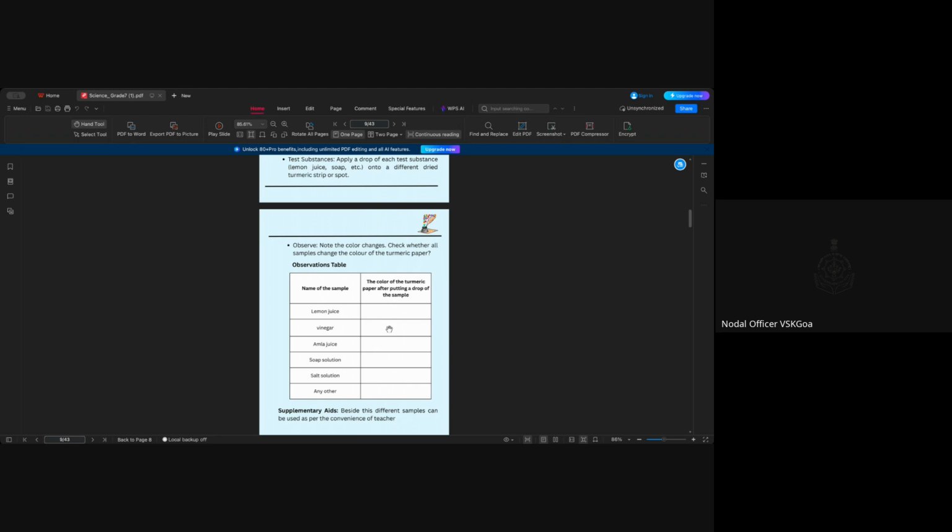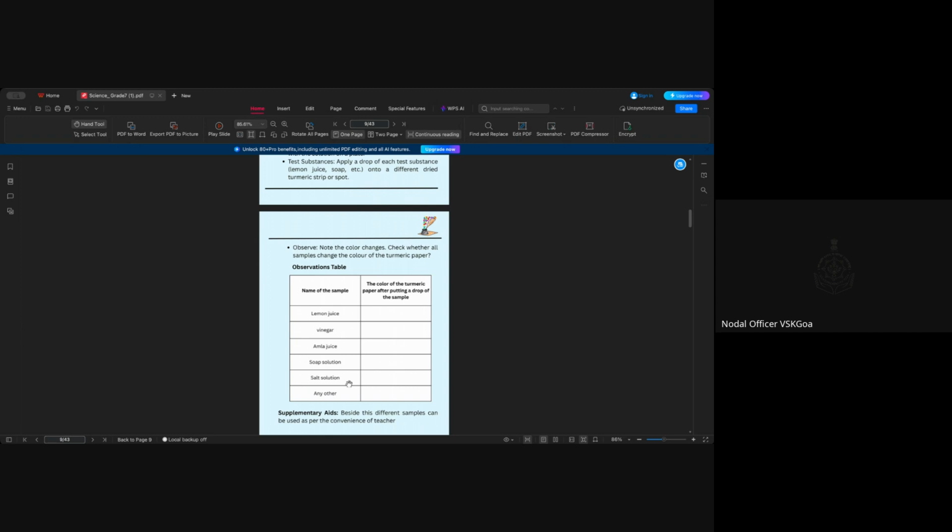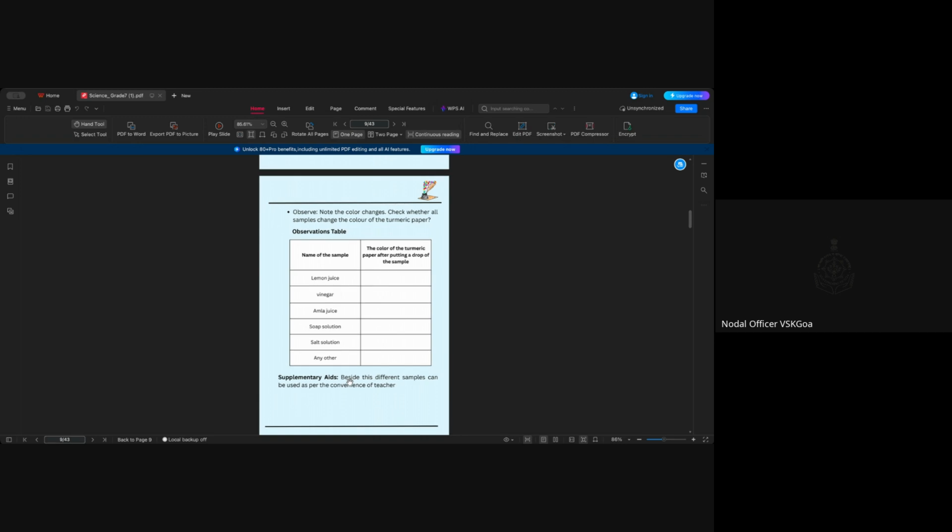So in the first case, the ready-made indicator was given. The idea was to see how that indicator works. In this case, we are trying to concretize the idea that you can prepare an indicator and test in your own way different samples, maybe in your household kitchen, the samples which I mentioned. As per your convenience, you can give different samples and the students can note down the color change as their observation.